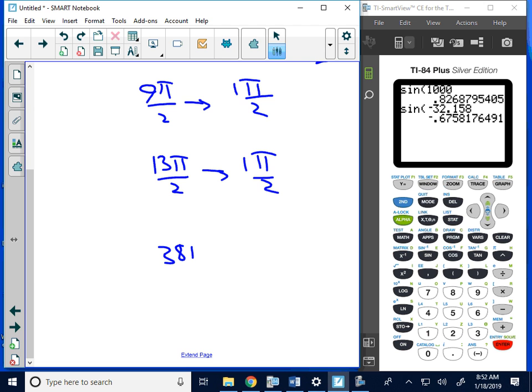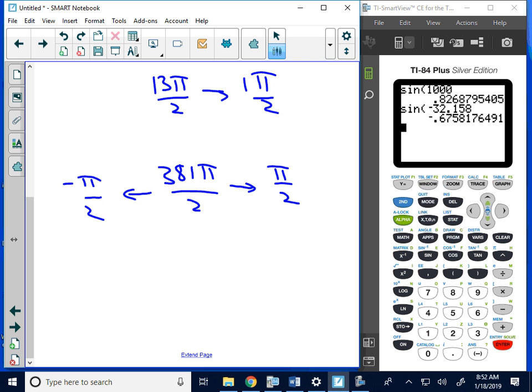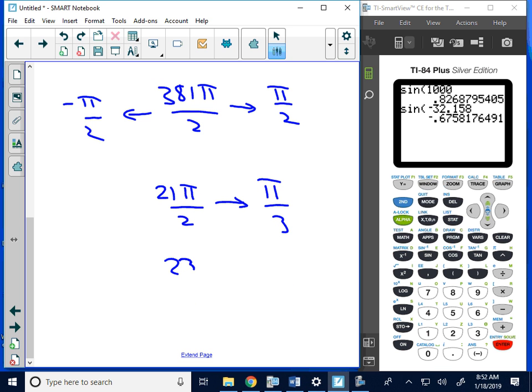381 pi over 2. It's either going to be pi over 2, I'll tell you that, or it might be negative pi over 2. I'm either going to be at the top or the bottom. How do I know? Now, you said it goes up by 4s, right? Let me give you one more hint. If we had 21 pi over 2, that's going to end up at the top of the circle. But if I had 23 pi over 2, that's going to end up at the bottom of the circle. What's the difference between 21 and 23? We're going up by 4s.